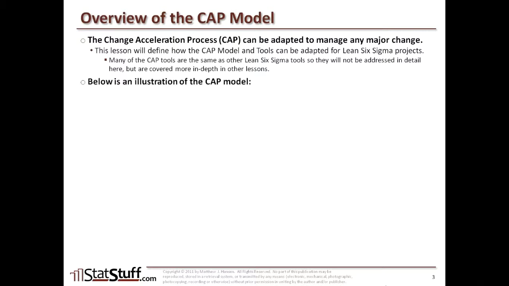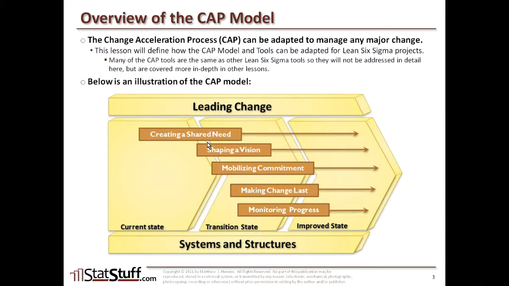So here's what the basic model looks like. Here we're showing that you've got a current state of where you are and a transition state until you get to some future improved state. So this is the to-be, where you want to be. So all along the way, when you're going from your current state all the way to the improved state, you need to lead the change, and that's where it starts. And then you progressively work through these next set of items as you work from the current state to the improved state, and that is creating a shared need, shaping a vision, mobilizing commitment, making change last, and monitoring progress. While again, all along the way, the systems and structures are supporting the transition from the current state to the improved state.